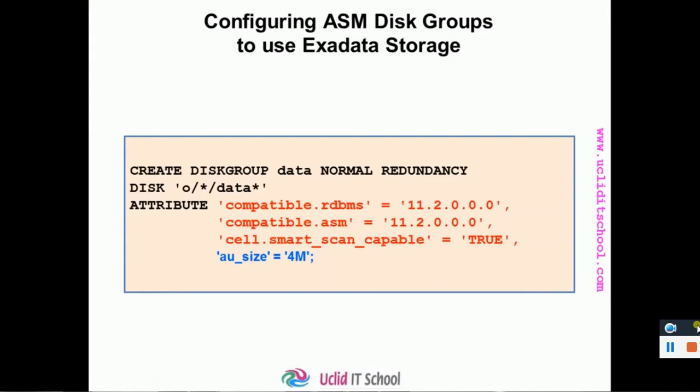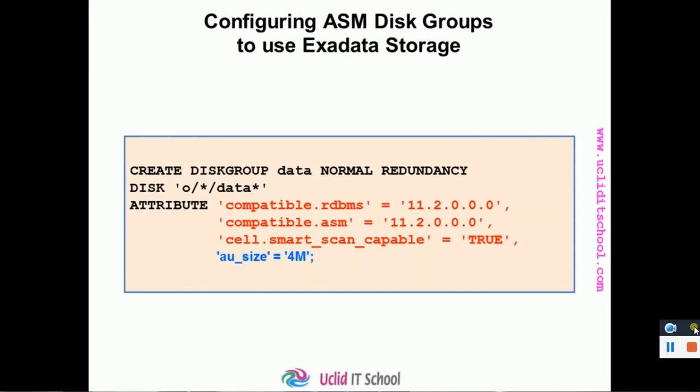If you are using different versions of the databases, the RDBMS compatible must be the lowest one, and ASM compatibility should always be higher than or equal to RDBMS compatibility. These are the rules surrounding these parameters. So what are those? Once again, both the compatible parameters should be set to a minimum of 11.2.